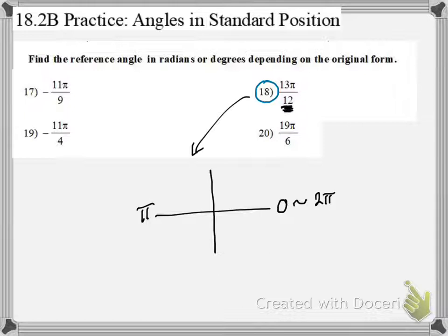Because this one has a 12 on the bottom, I'm going to change my pi into 12 pi over 12. It's still 1 pi, but it's in a form that will work nicely for this problem. And I'm going to change my 2 pi into still pi, still 12, but 2 times 12 puts a 24 on the top of that fraction.